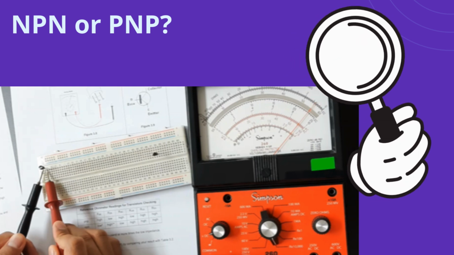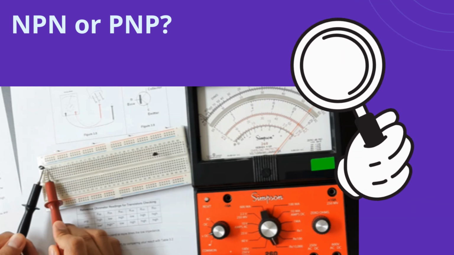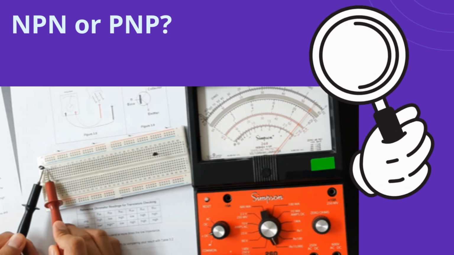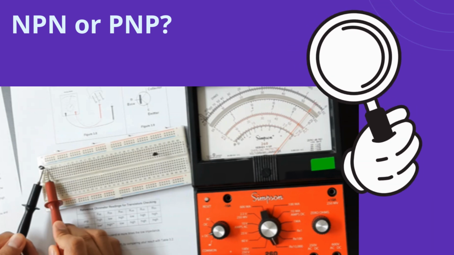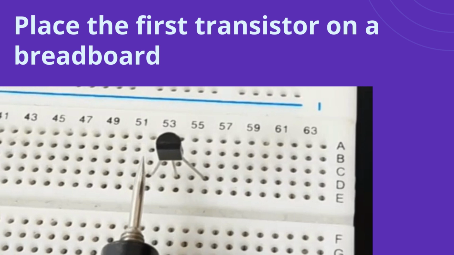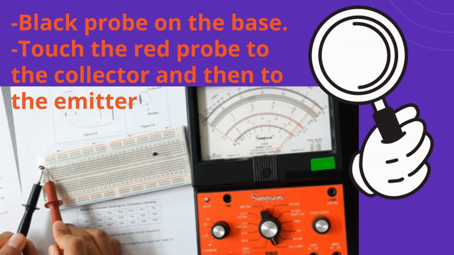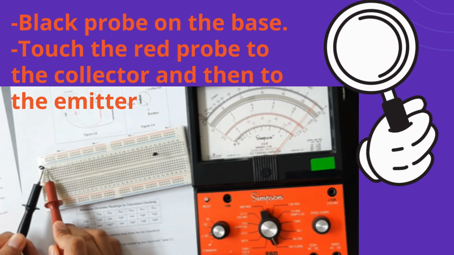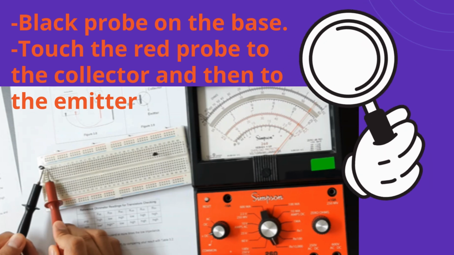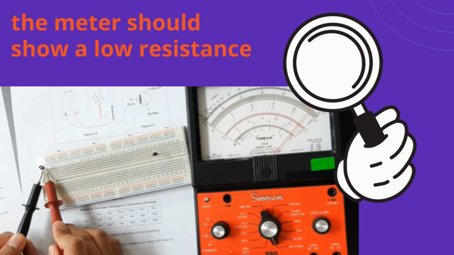We want to check whether the transistor is NPN or PNP based on the resistance across terminals. To check for the NPN transistor, place the black probe on the base, which is at the center terminal. Touch the red probe to the collector and then to the emitter. In both cases, the meter should show a low resistance.